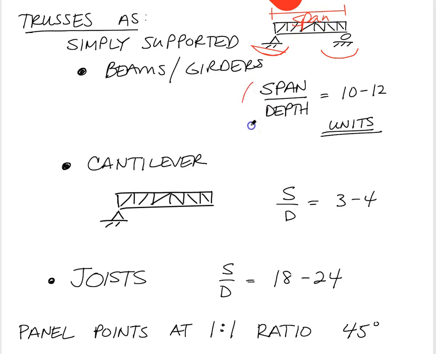So the span to depth ratio, this would be from your design guide, would be somewhere between 10 to 12 would be an acceptable number. Make sure you remember units, right? Make sure you know that the span generally is in feet. So you would be getting a depth that would be in feet if you didn't know otherwise.